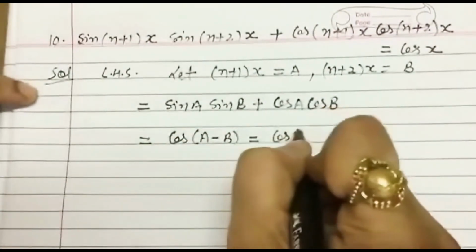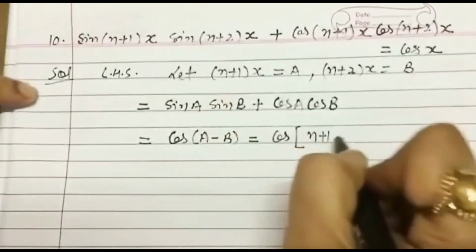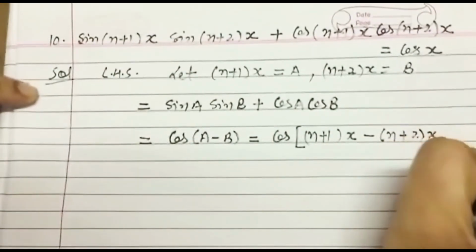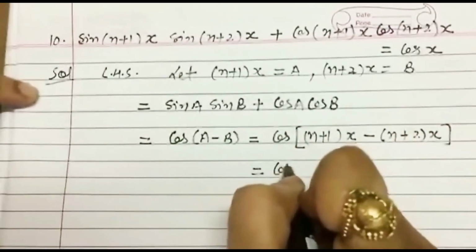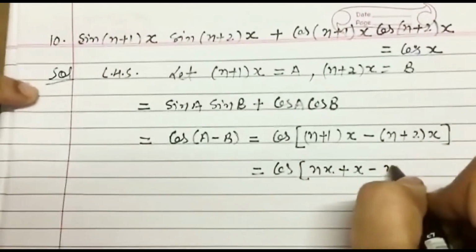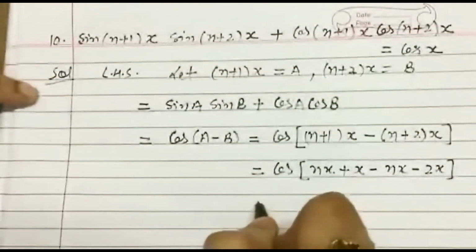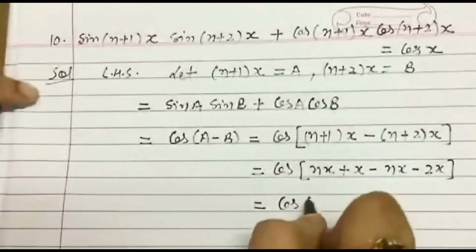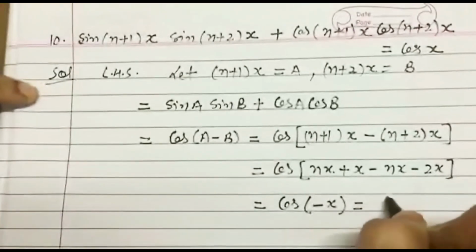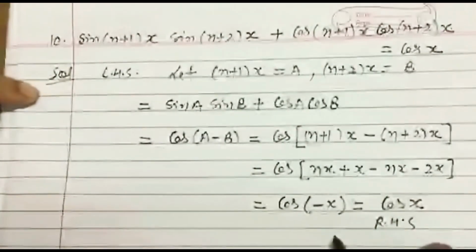Again substitute the values of a and b. Here a is (n plus 1)x minus b, which is (n plus 2)x. Now it is cos(nx plus x minus nx minus 2x). From here you will get cos(minus x) only. And you all know that cos(minus x) is equal to cos x. So it is the right hand side, hence proved.